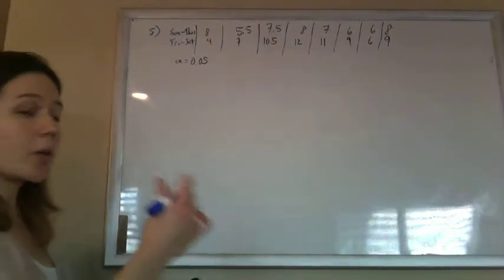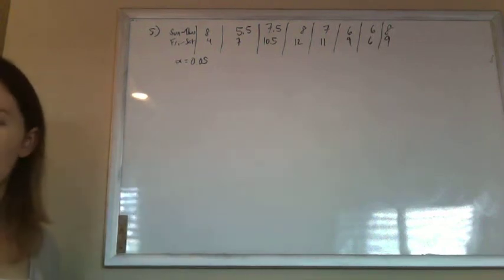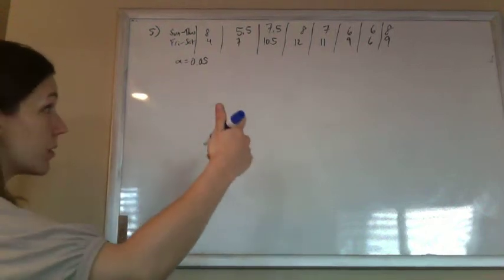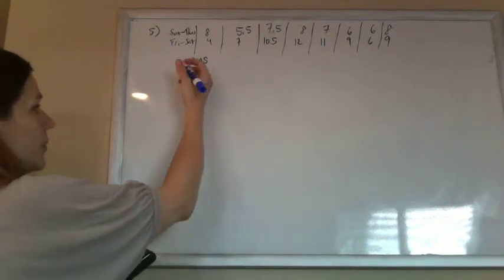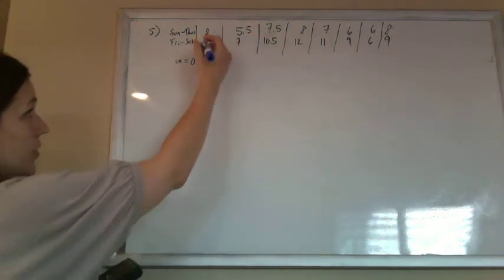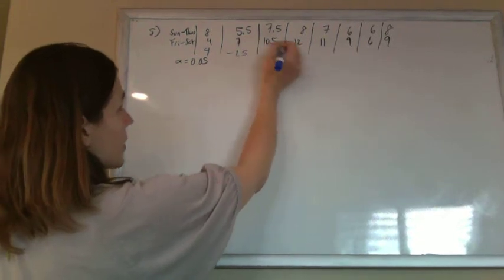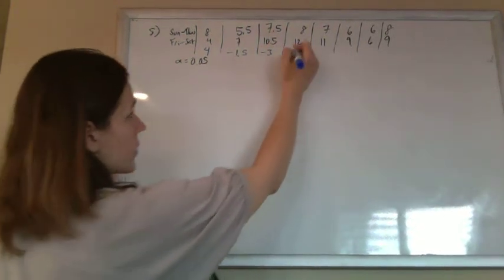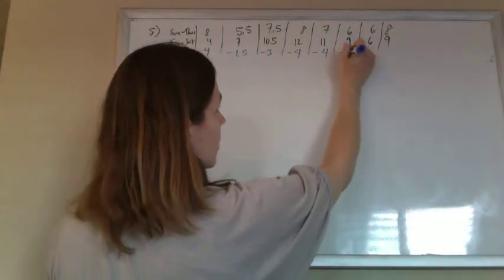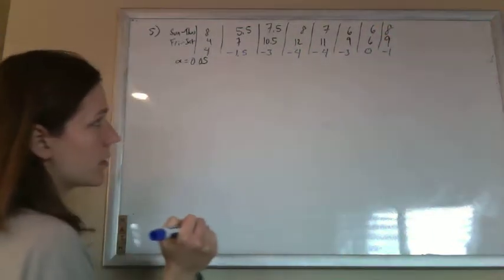So whenever we're given a question about a before and an after, and the problem is asking whether there is a difference between the before and after, you're going to have to find all those differences first. So you're going to do 8 minus 4 is 4. That minus that is minus 1.5. That minus that is minus 3. Minus 4. Minus 4. Minus 3. 0. And minus 1. Looking good?